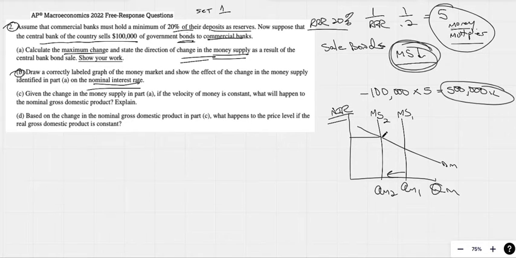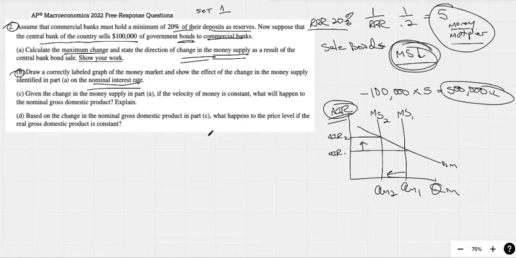I also always want to show what's going on with that nominal interest rate. Draw some arrows. This could be NIR1, NIR2. You probably could have got away with just IR1 and IR2 or R1 and R2, but this has to be nominal interest rate up there to get the points. I think our graph is golden.